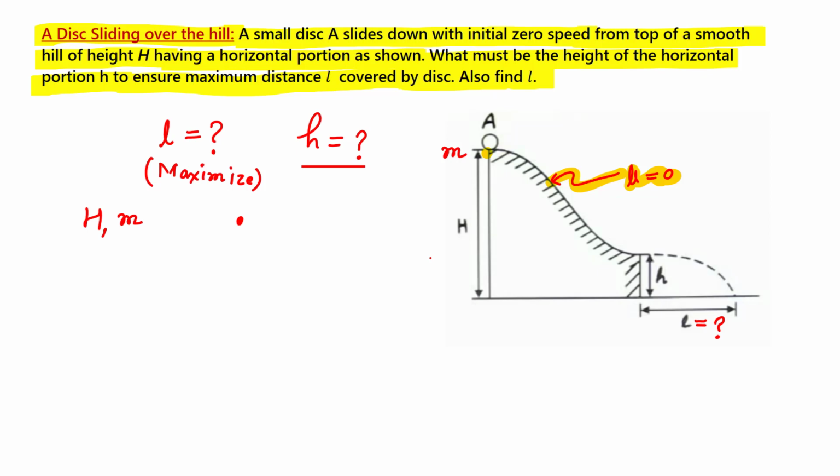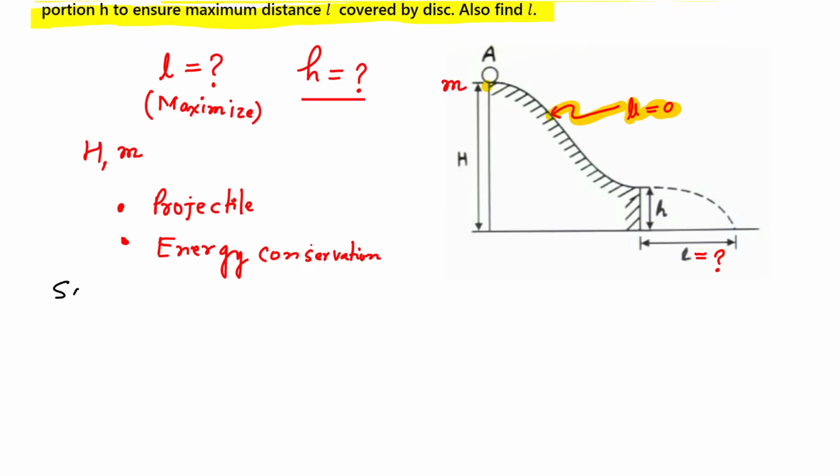So you see this motion, there are two things. One is projectile, so you will need to write the projectile motion equation. And the second hint you have is that you can write energy conservation. So you can use energy conservation to write some equations. So let us use these two equations. Pause this video and solve the problem. Okay, so let us see the solution for this problem.